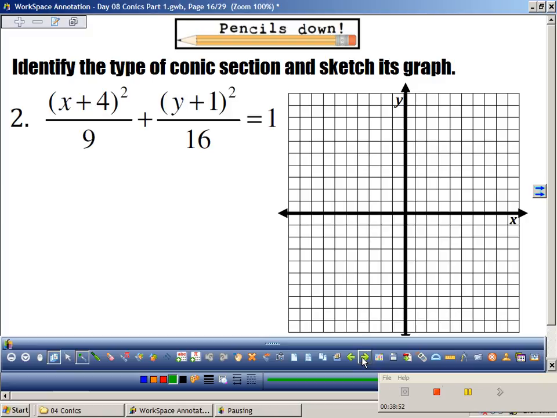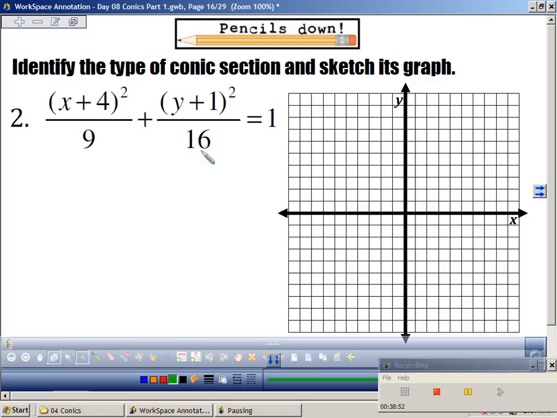All right, so let's ask ourselves, is this a parabola? No, it can't be a parabola because they're both squared. Is it a hyperbola? No, because they're both positive. Is it a circle? No, because that's a 9, so I'm going to be going out 3 and 3, and that's a 16, so I'm going to be going up 4 and 4. So it has to be an ellipse.